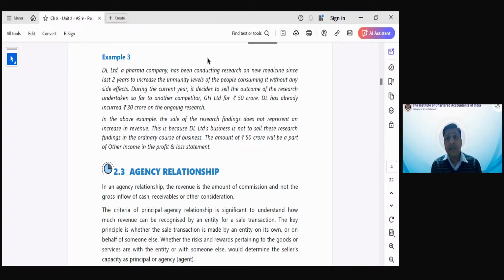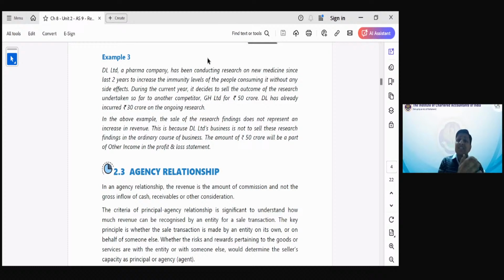Yes, that is absolutely correct. But can we say that the nature of business of a pharma company is to carry out a research and then sell the research? No. Why? Because they will carry out a research to develop a product. A research is carried out so that the product can be developed, which can then be sold. Yes or no?